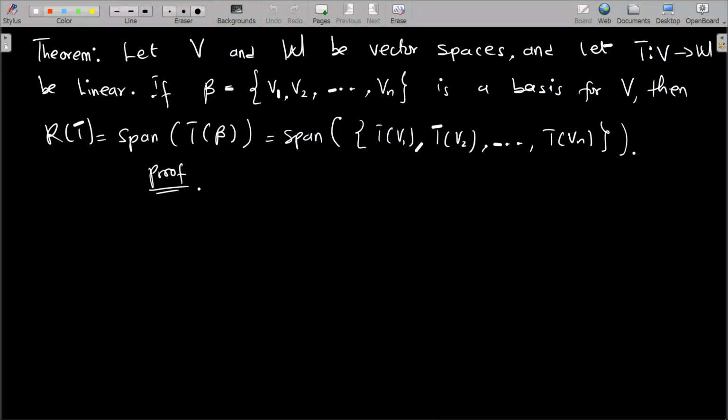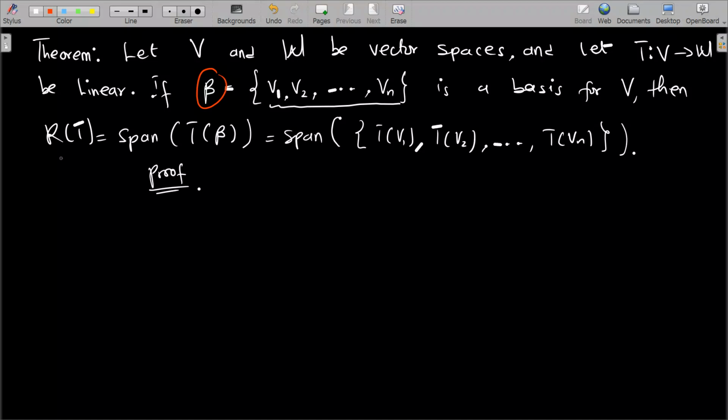If B is equal to these set of vectors is a basis for V, then R of T is equal to the span of T of beta. Like beta here, I said B earlier, but it's beta. Beta here is the set of all the linearly independent vectors that span V. Okay, when we say something is a basis, I've really done a lot of videos about these things. When you say something is actually a basis for a vector space, it means it spans that vector space.